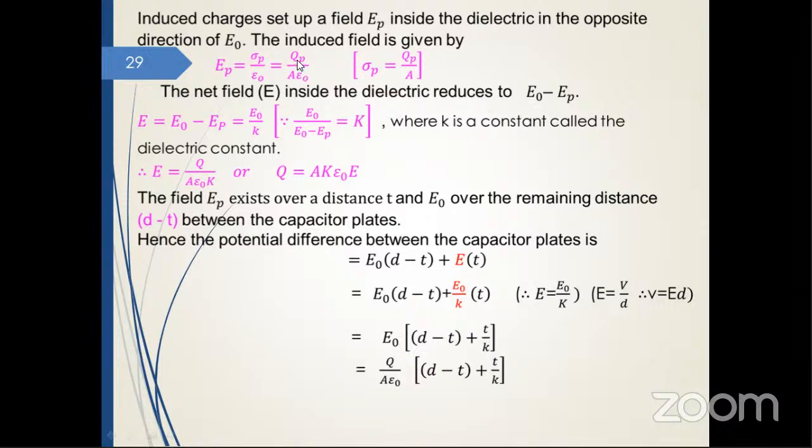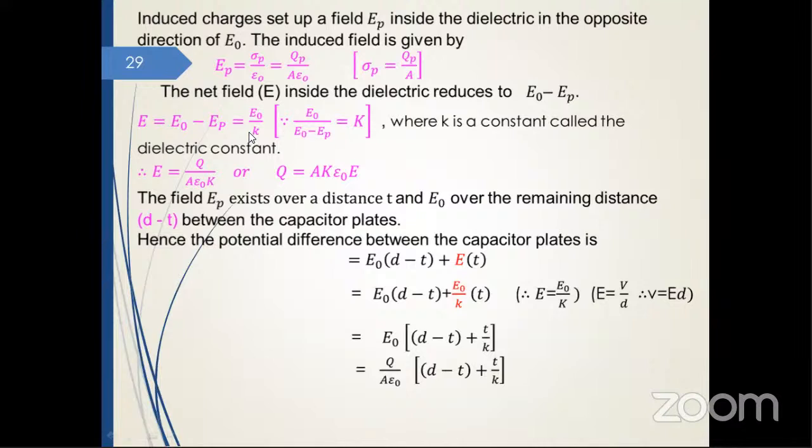Therefore, putting this value here, this is QP divided by A epsilon naught. Here I have written sigma P, that is QP divided by A. The net field inside the dielectric is reduced. This is the original field without the dielectric, minus the field because of this dielectric. Therefore E is equal to E naught minus EP. Again, this is E naught divided by K.